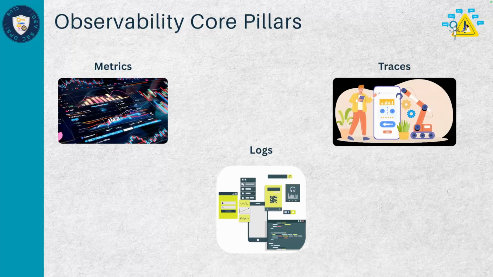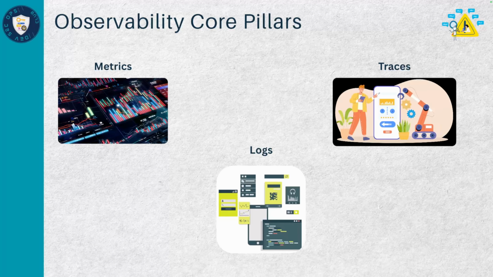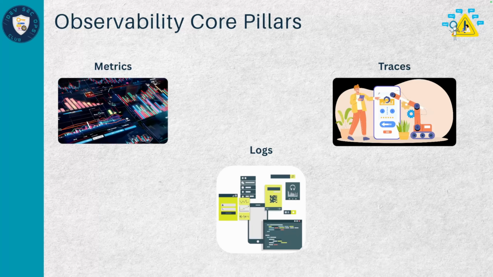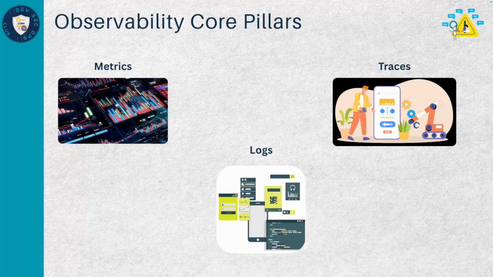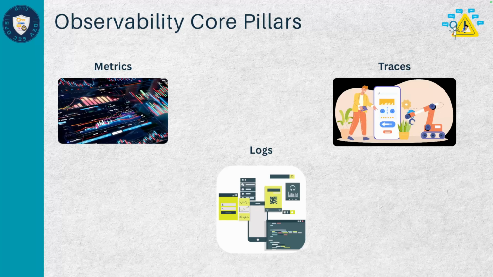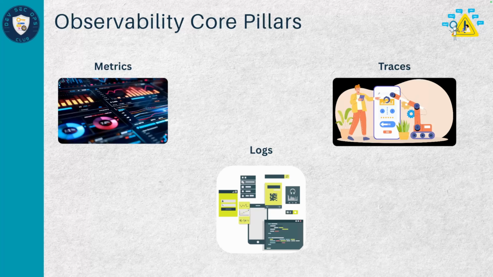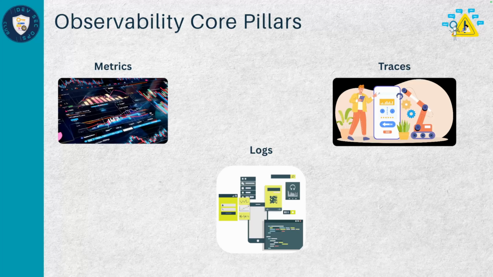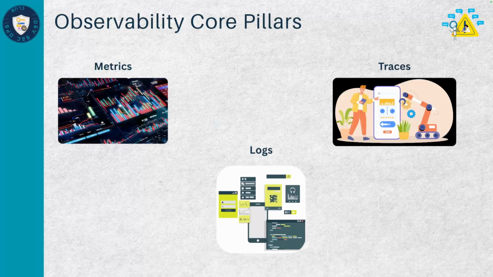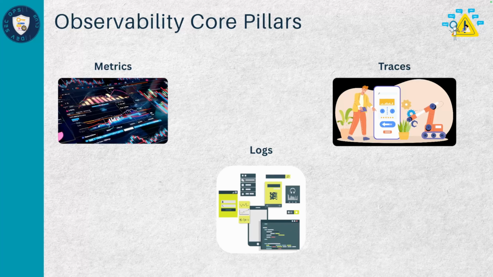Traces: end-to-end tracking of requests through a system, revealing bottlenecks and performance inefficiencies. By combining these three elements, teams can detect issues, investigate root causes, and optimize system reliability, moving IT operations from reactive firefighting to proactive resilience. So observability goes beyond monitoring and gives us more insight, and for that it uses these three pillars: metrics, logs, and traces. So this is all about observability and how it works.